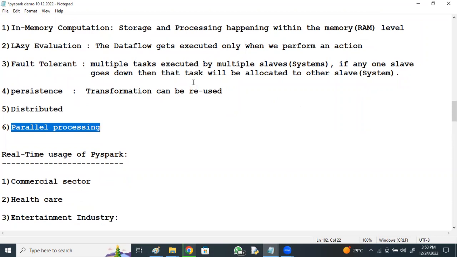Real-time usage of PySpark in the commercial sector, right? In healthcare, in the entertainment industry, right?